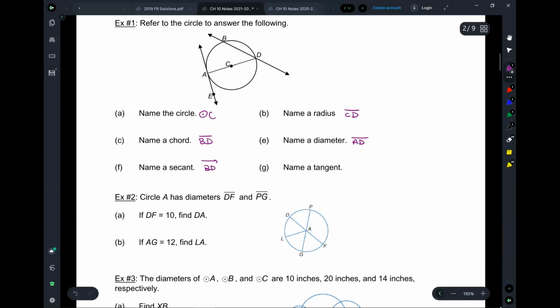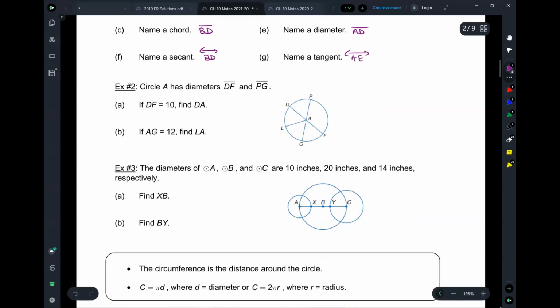BD, but with a line symbol. What about a tangent? EA or AE. Where's the point of tangency? A. Point A is the point of tangency.